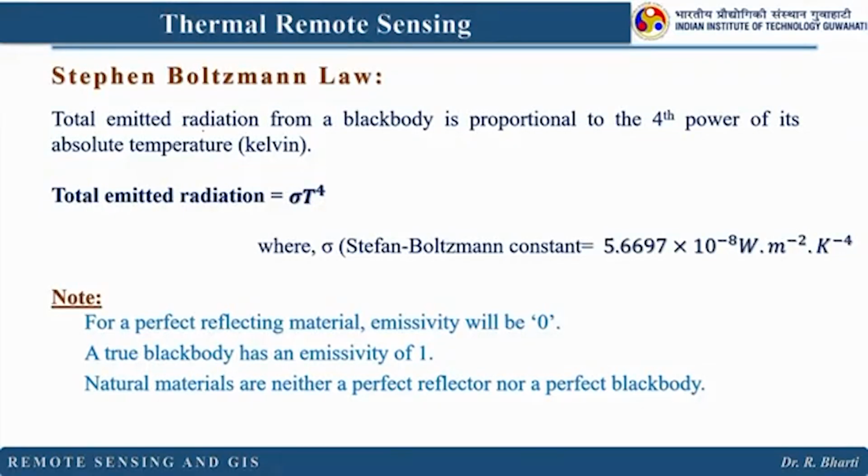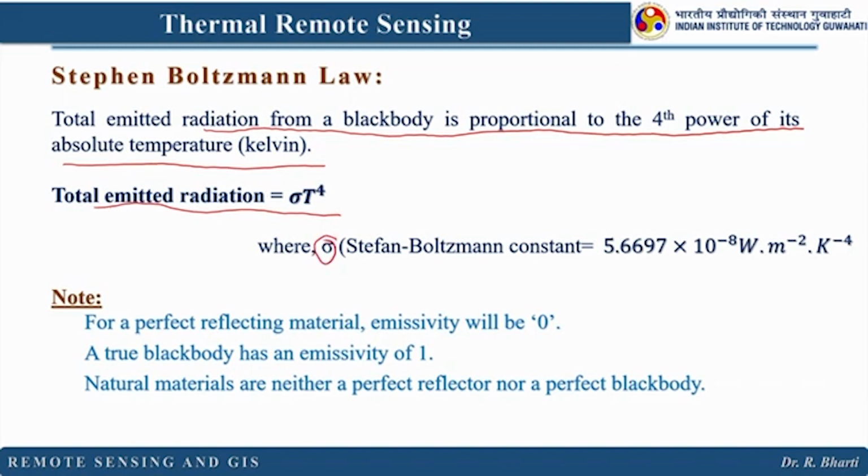The total emitted radiation from a black body is proportional to the fourth power of its absolute temperature. So total emitted radiation is equal to sigma T to the power 4, where sigma is the constant and T is the temperature, right? So if you know the temperature, you can calculate the total emitted radiation. If you know the total emitted radiation and sigma is known, then you can calculate the temperature. So basically, if any one of them is known, you can easily calculate.